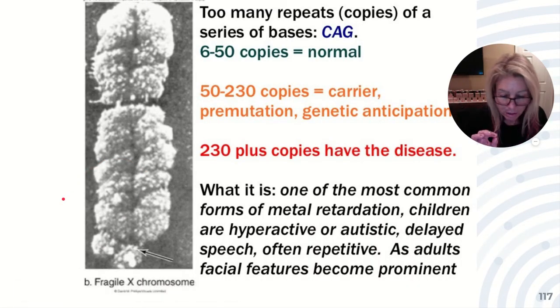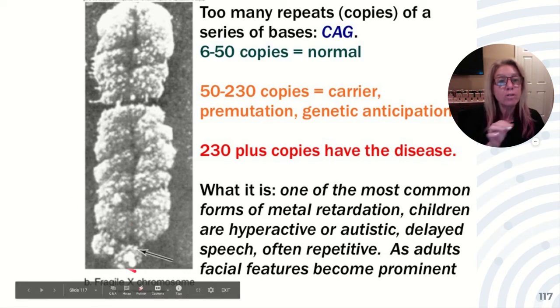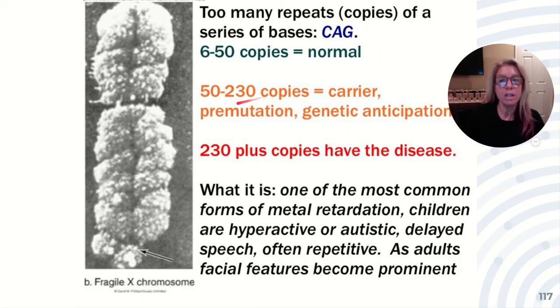I didn't put this on your notes, but I want to mention it, and that is that you have something called Fragile X syndrome, which would be more likely to impact males. This is just another trait besides Duchenne's muscular dystrophy. That's when you have repeating bases of CAG. 6 to 50 copies of that repeat on the X chromosome is perfectly normal. 50 to 230 makes you a carrier. It's a pre-mutation, makes you more likely to have that. That's why they call it genetic anticipation. And then if you have 230 plus repeats, then you have that disease.